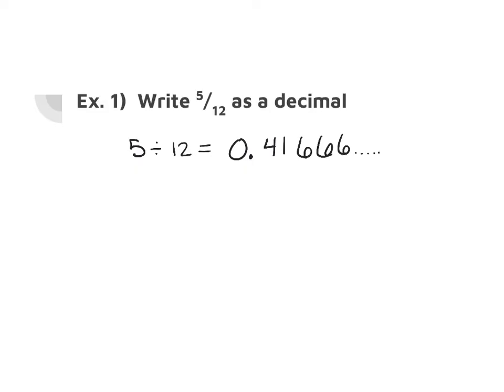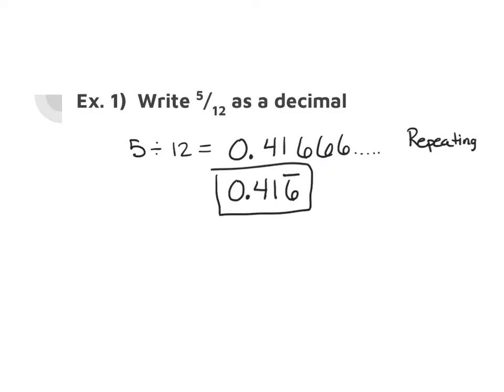So how we write a repeating decimal is we go to the first number that is repeating, and we put a bar over that number. So in this case, 6 is repeating, so we put a bar over the 6. And that is your final answer.